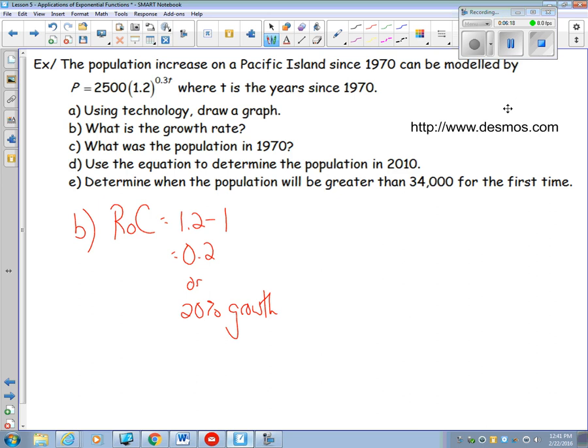Okay, part C, what was the population in 1970? Well, the equation said that this is time in years since 1970. So in 1970, that was my initial value, my starting point. The population was 2,500 people.